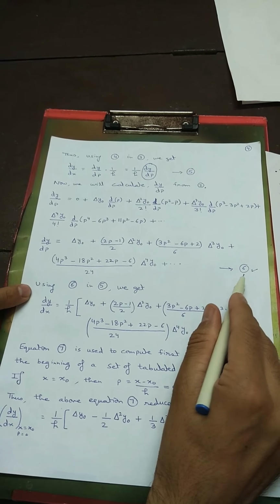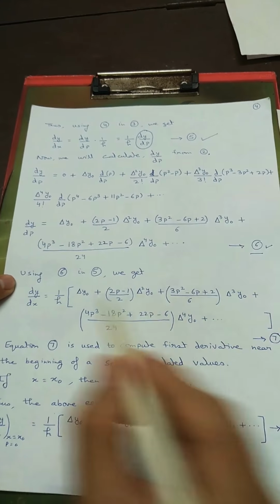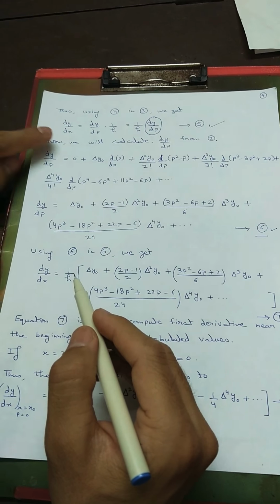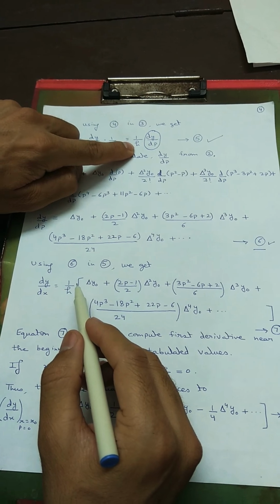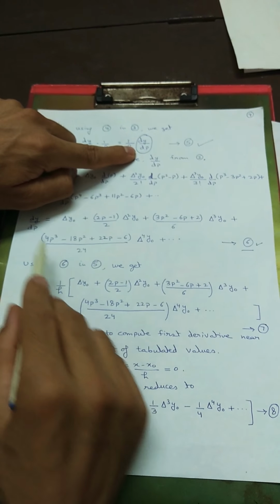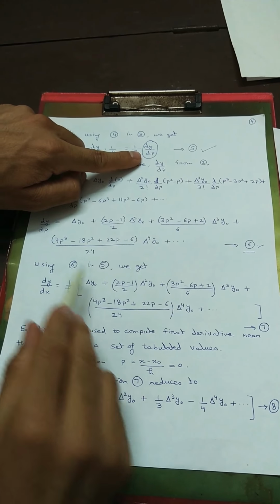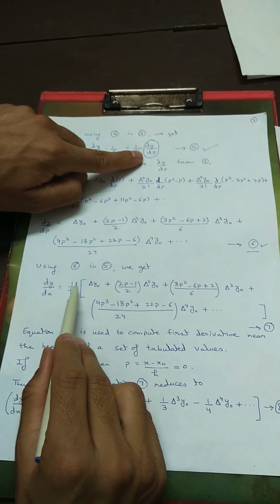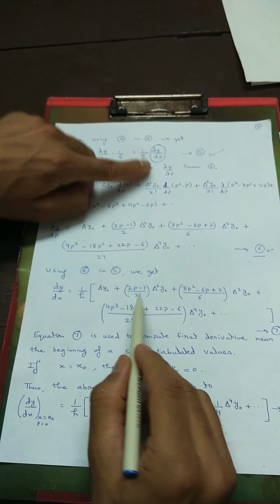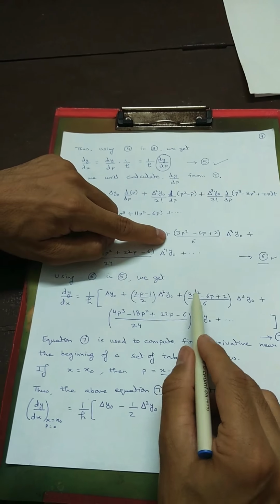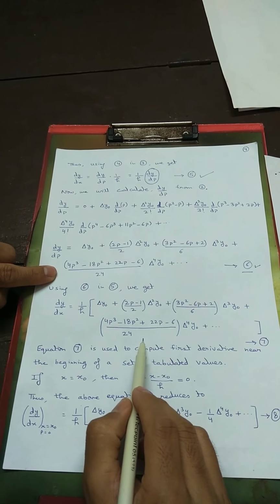Now if I substitute equation number 6 in equation number 5, I'll be getting the derivative dy by dx. So it is 1 by h, that is constant, and I need to put dy by dp from equation number 6. So I am substituting it here. So I'll be getting 1 by h del y0 plus 2p minus 1 by 2 del square y0 plus 3p square minus 6p plus 2 by 6 del cube y0 plus the fourth term.